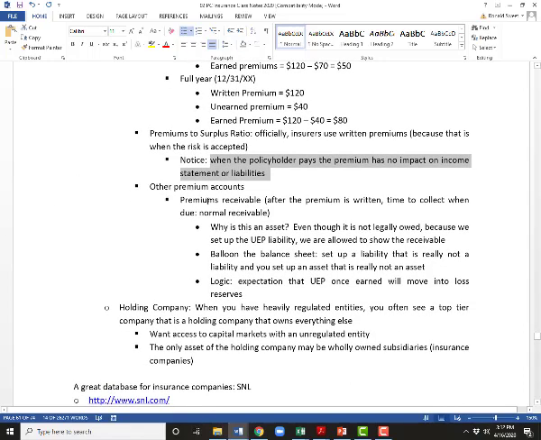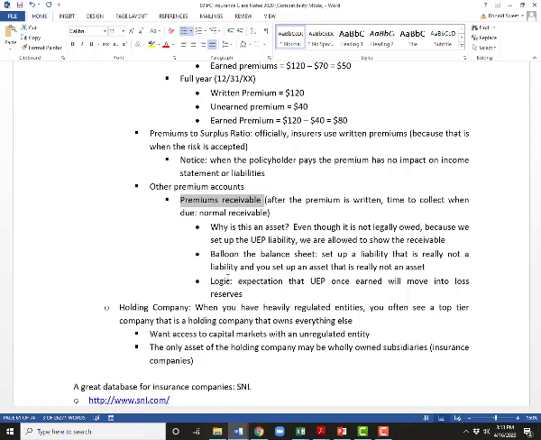There are other premium accounts. There's a premium receivable account. Essentially just showing that you have the written premium, but you haven't collected it yet, and so you have that as a receivable. Some people ask, why is there a premium receivable on an insurance company's books when insureds don't have to pay the premium? They can just not pay it and they lose the coverage.